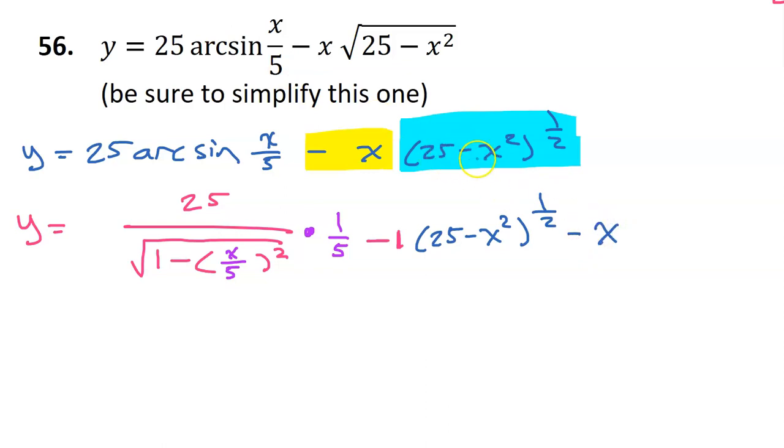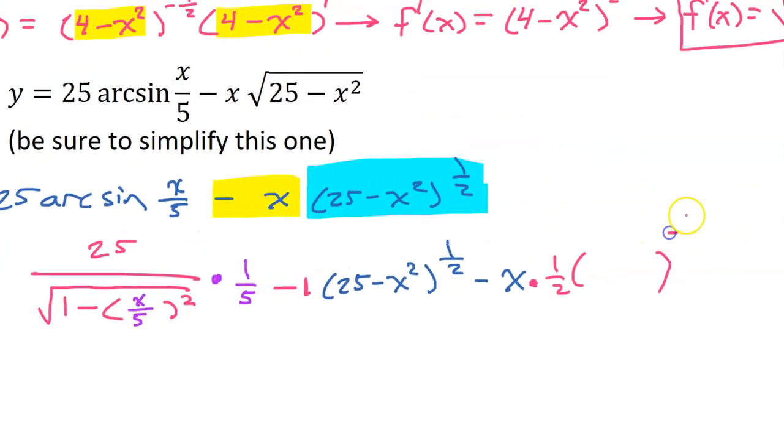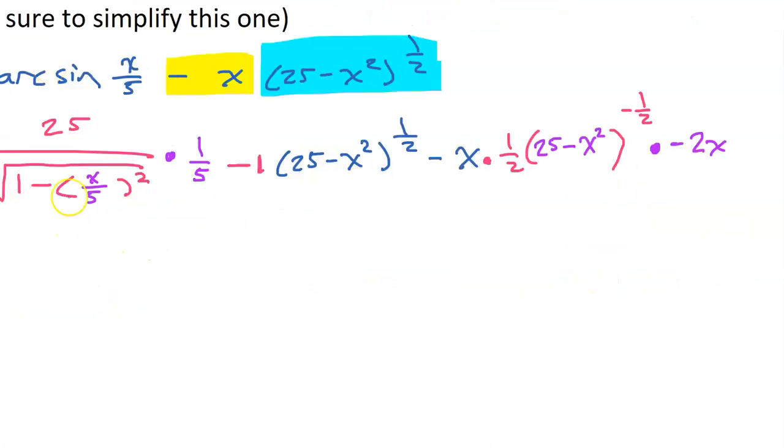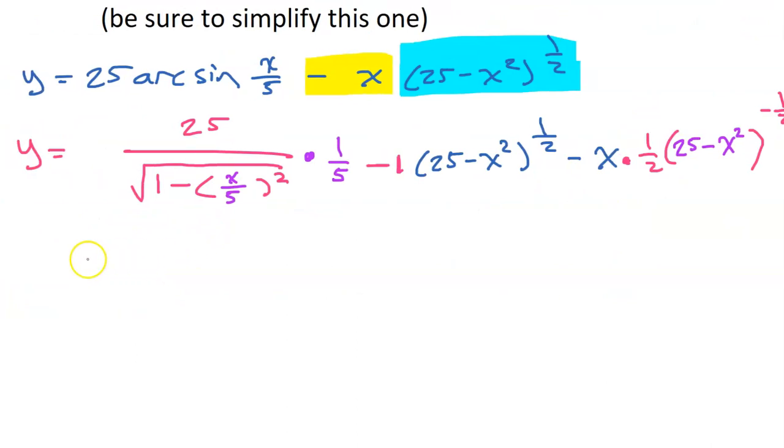And now I take the derivative of the second factor. This is going to involve the chain rule. So this 1/2 is going to come to the front. I am subtracting 1/2 from the exponent, so this will be -1/2. And then I've got the inner function, which is 25 minus x squared. Because of the chain rule, I need to multiply by the derivative of the inner function, which will be -2x. So let's go back and clean this mess up. So we're going to have y, well, you know what, this is y prime, isn't it?